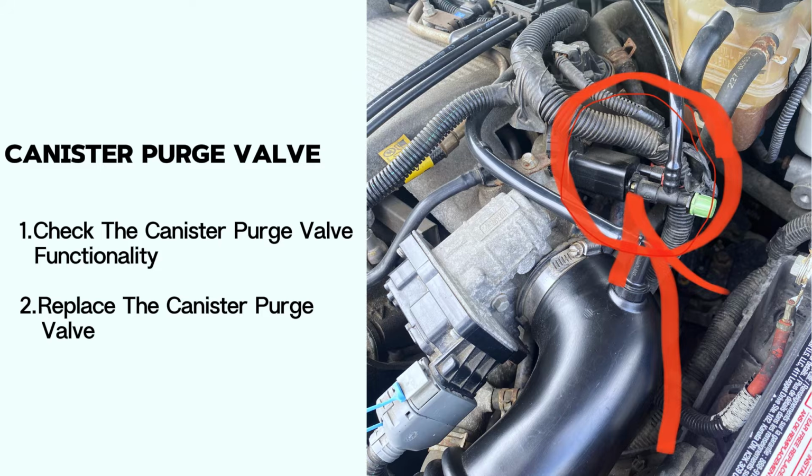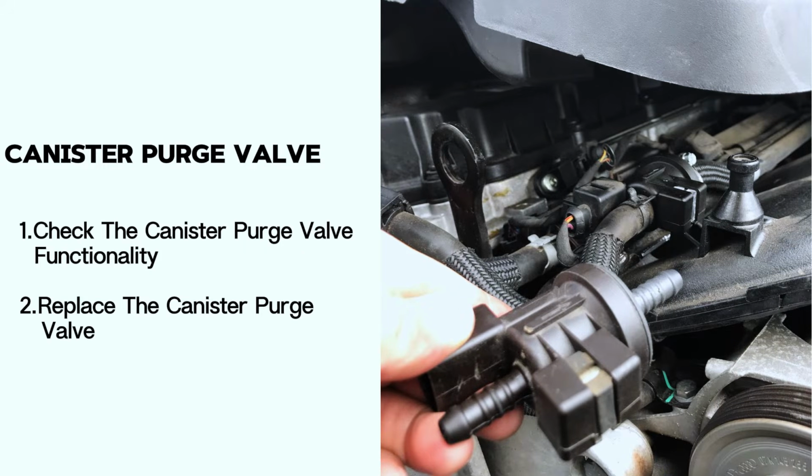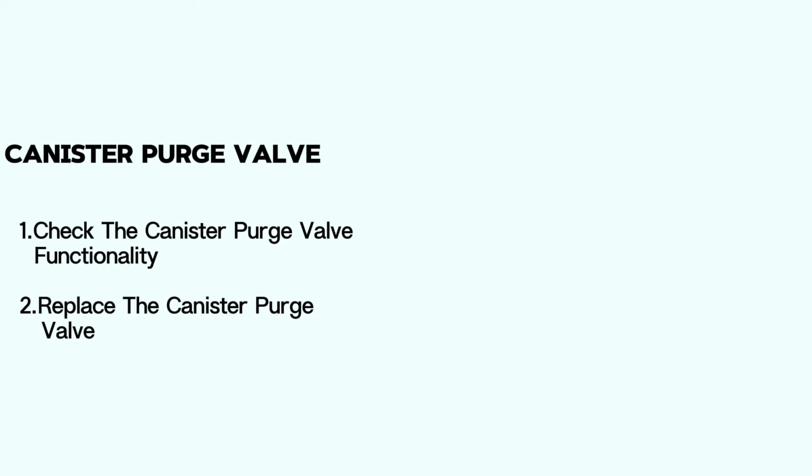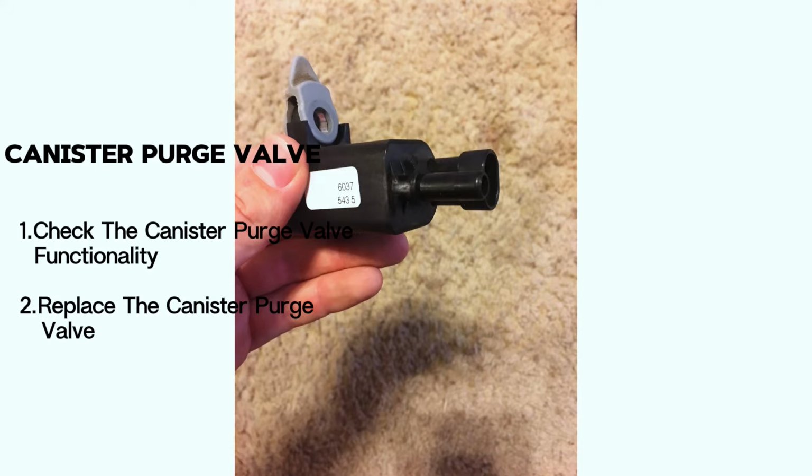With the engine running, carefully place your finger over the vacuum hose connected to the valve. You should feel a slight suction on your finger. If you don't feel any suction, the valve might be stuck and needs replacing.